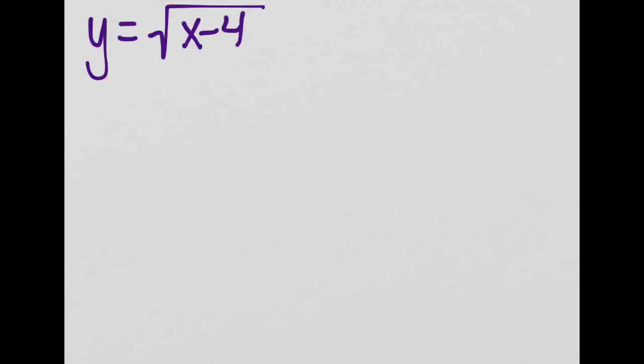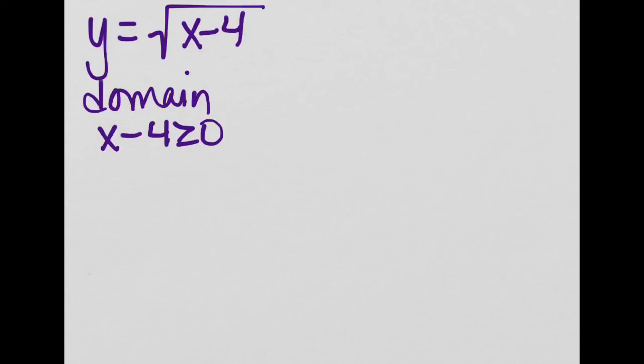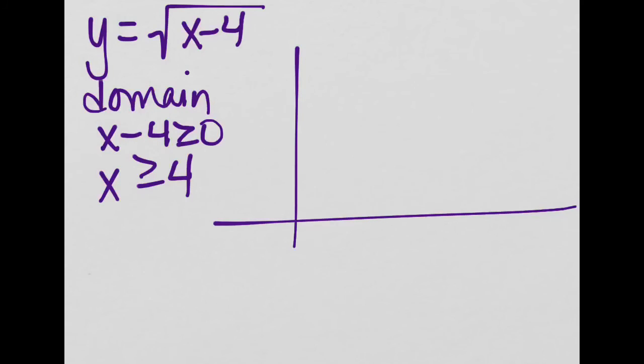Let's go ahead and try another one like this. So if I have y equals the square root of x minus 4, I know my domain. I'm going to make that x minus 4 greater than or equal to 0. So I know my x has to be greater than or equal to 4. So when I create this graph over here, my first one right there is going to be at 4. I know that's the farthest left that I'm going to go.